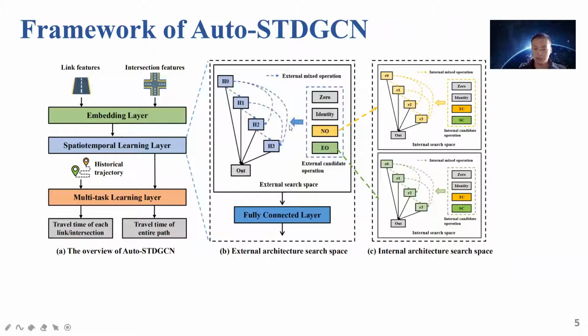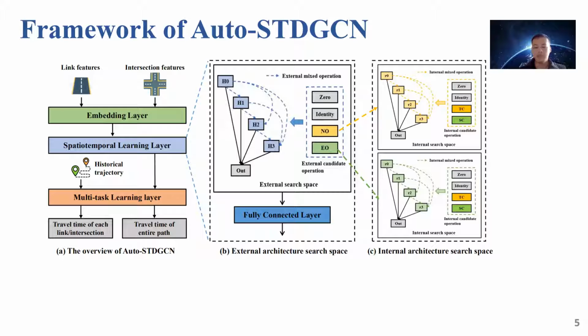In this layer, we design the external and internal architecture search space. The internal structure is to search independent spatial temporal architectures of the node-wise and edge-wise graph. The external structure is to search the interaction pattern between the dual graphs.